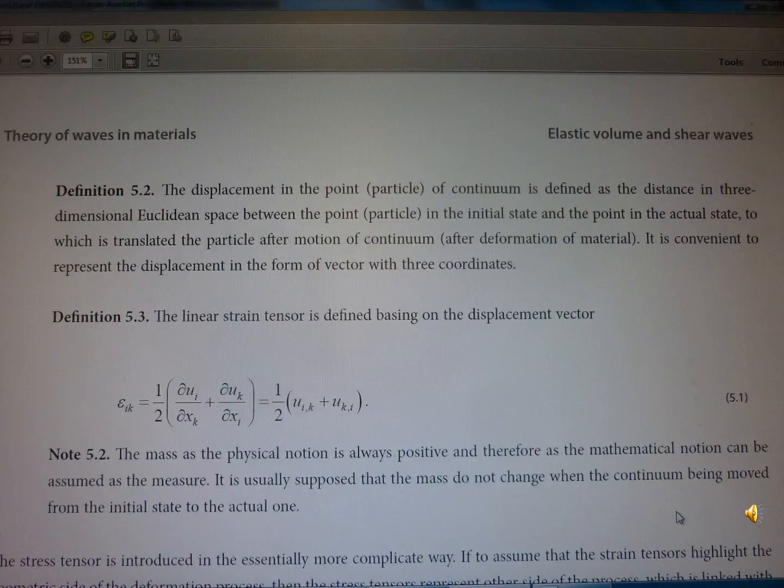So that the displacement in the points of the particles of the continuum is defined in the three-dimensional space. In this case, there is a point in the initial state and a point in the final state, which is a translated position after motion of the continuum.